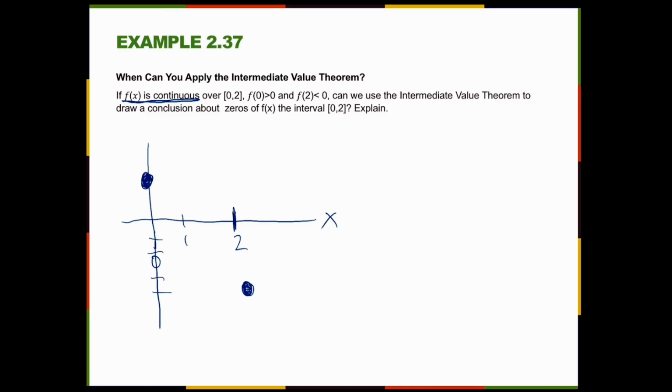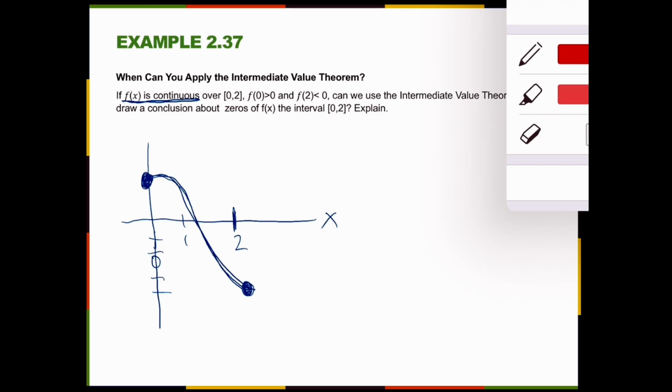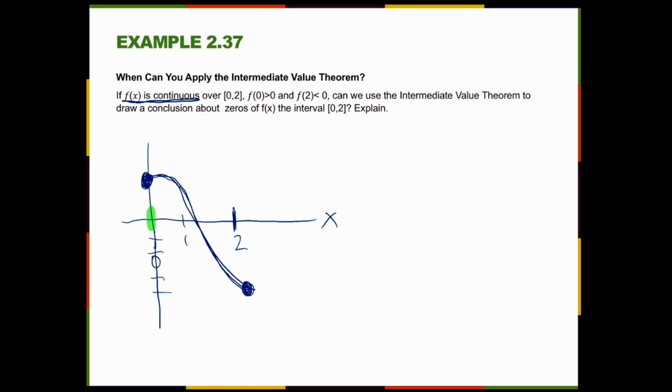All right, so because it's continuous, it has to hit every value in between because there's no holes or jumps. So you might have something that looks like this. Okay? So the question says, can we use the intermediate value theorem to draw a conclusion about the zeros of f of x on this interval from 0 to 2? So here's our interval that we're looking at from 0 to 2. We're looking at this graph of the function.